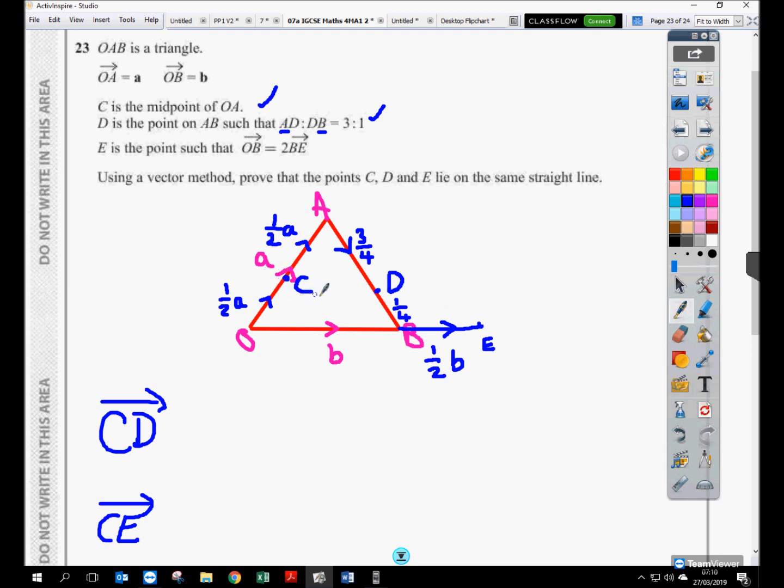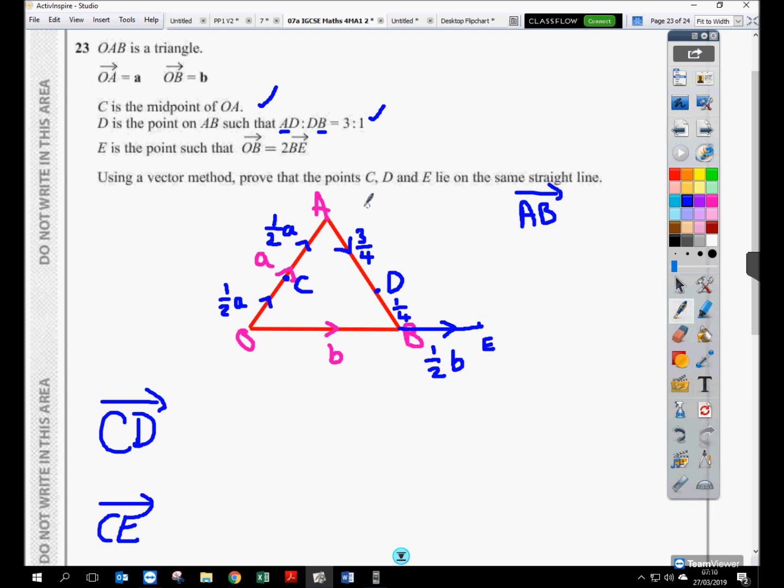Okay. Now this is a little bit complicated because I'm trying to find a route now to get from C to D. I'd like to go this way around, but the problem is I don't know what this part of the journey is from A to D, because all I know is it's 3/4 of this vector here, AB, but I haven't actually worked out AB. So I know it's 3/4 of AB, but I haven't worked out what AB is. Well, let's try and work out AB.